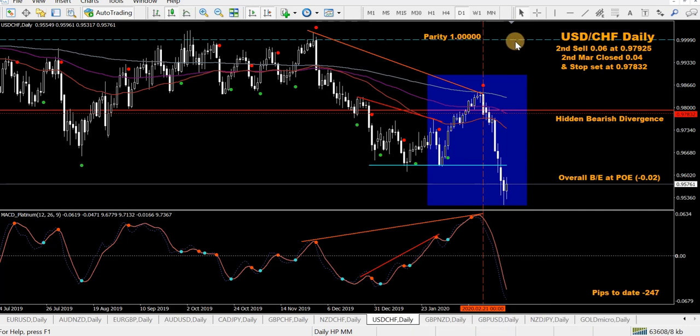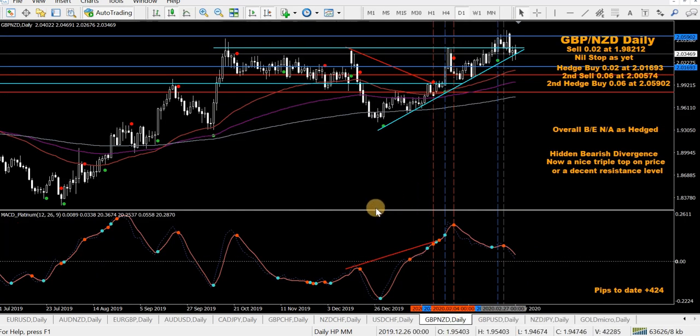And there's this other line you'll see on the USD Swiss franc, which is just parity at 1.00. So that's the Swiss franc looking all right at the moment. New Zealand, pound New Zealand's give me a bit of grief.